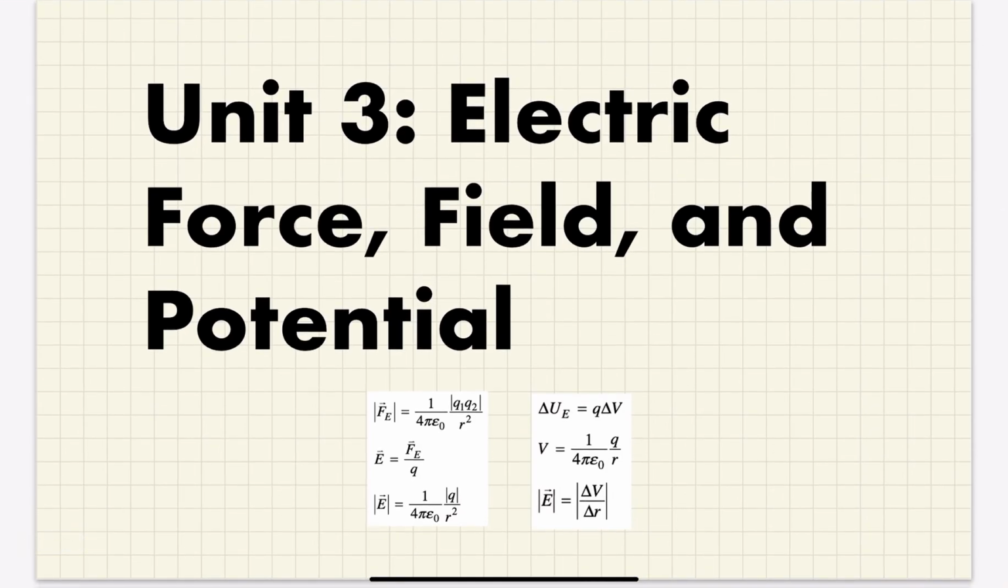Okay, we're in Unit 3 of AP Physics 2, and this unit's about electric force, field, and potential. So it's a big chunk of electromagnetism. Here are the 6 equations that relate to this unit, and with that, we can start with the content review.